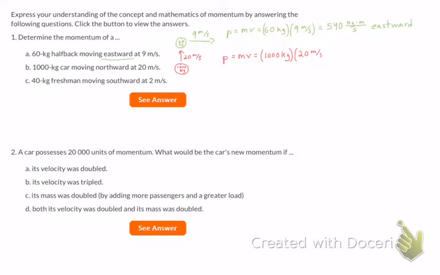Okay, now, should our momentum be larger or smaller than the previous example? Well, our mass is increased and our speed is increased. So this P should be a very large P. And we find out that our answer is 20,000. Again, what's our units? The kilogram meter per second. And which direction are we going in? The same direction as our velocity, which is northward.